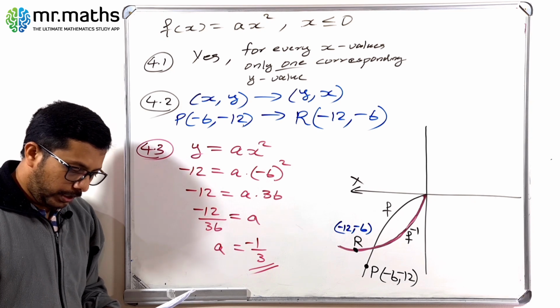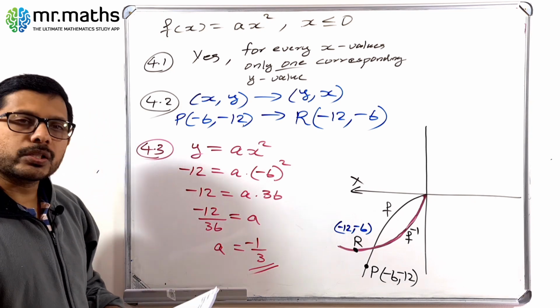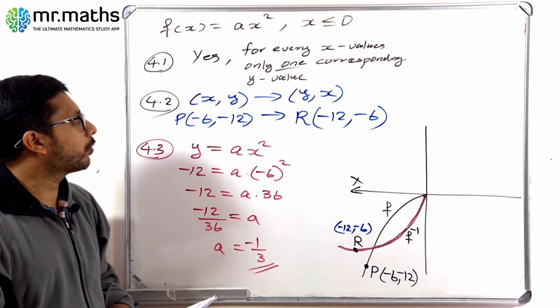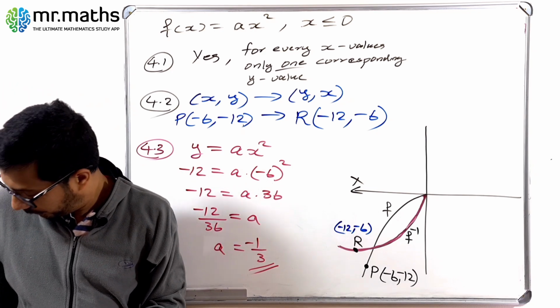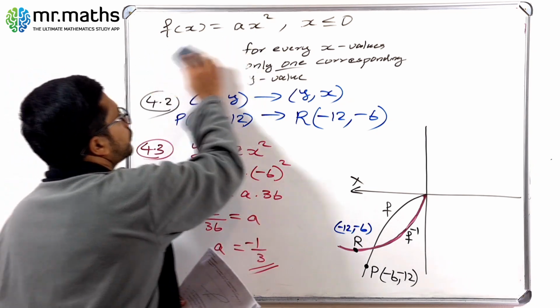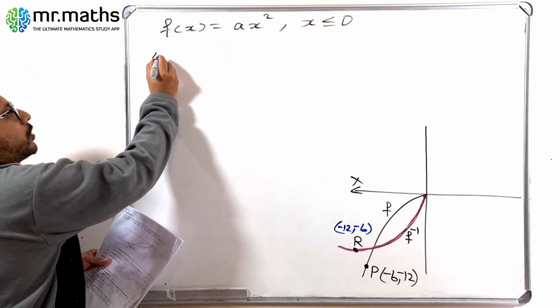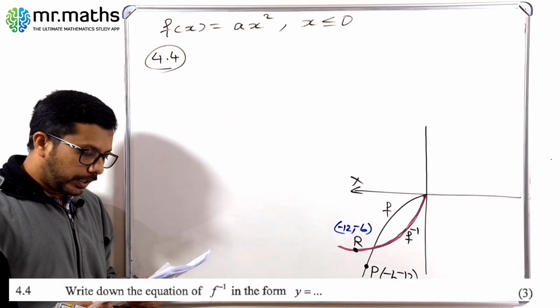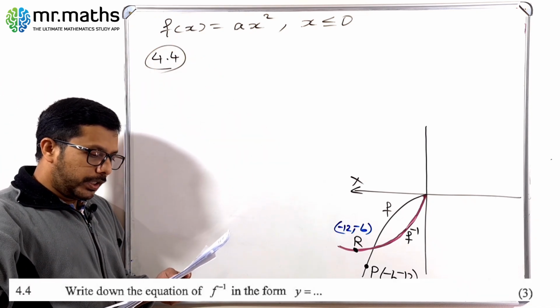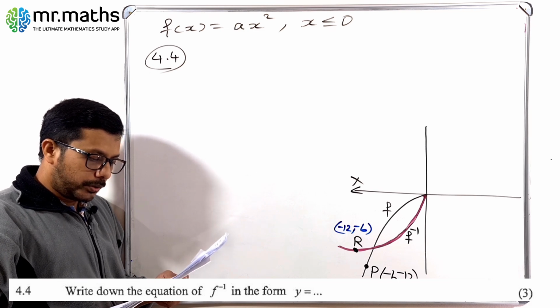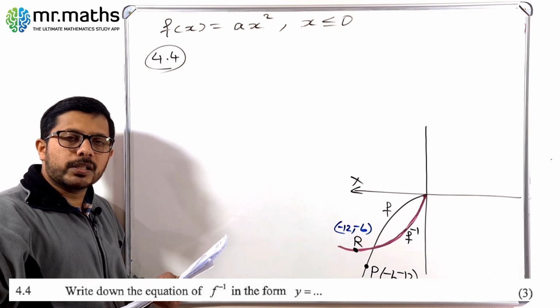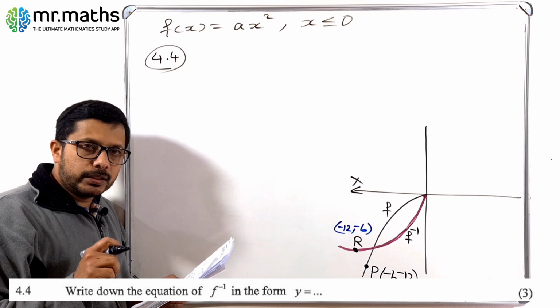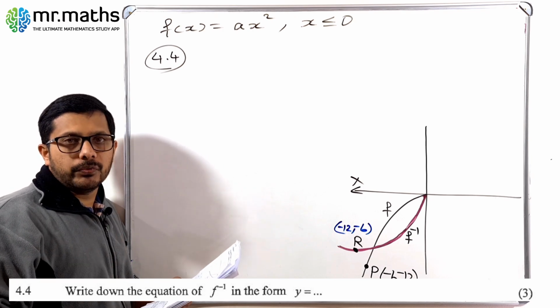Okay, now look at the next question, question number 4.4. What is that question? 4.4. Write down the equation of f inverse in the form of y is equal to. Okay, what is the question? You have to write the equation of f inverse.